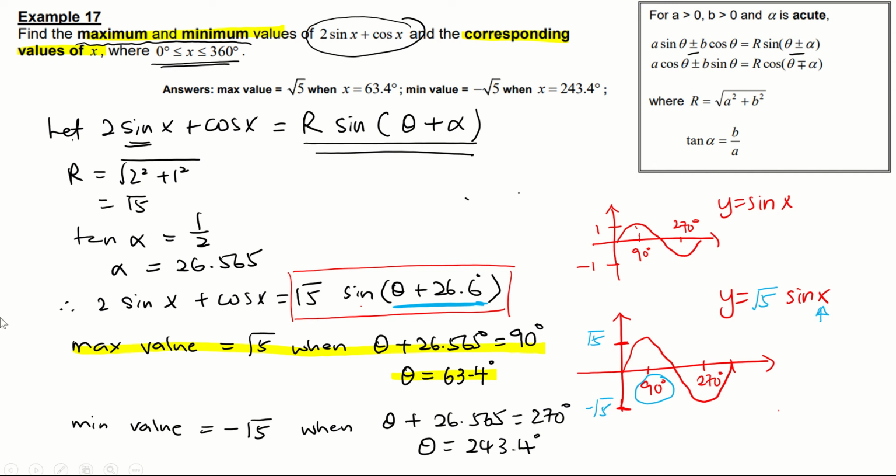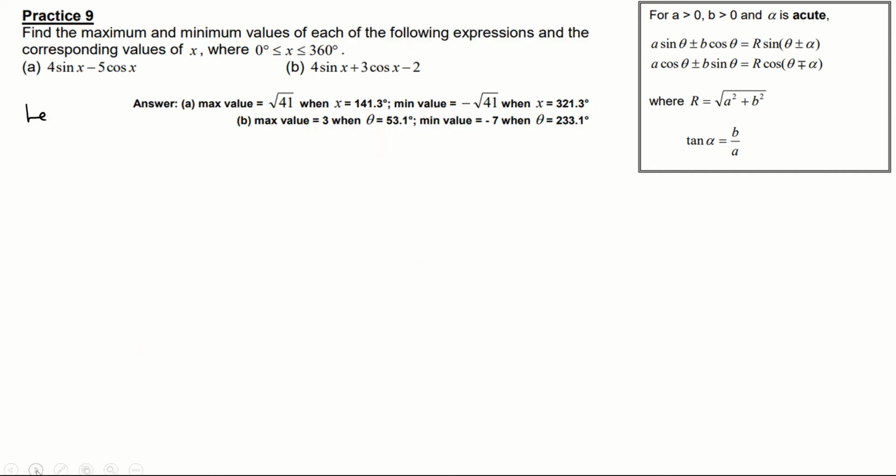Right, let's take a look at the next example. Now for practice 9, I am going to take a look at B, because so far we have been talking about our formula for sine and cosine, but in this question you are given an additional minus 2. So what should I do about it?